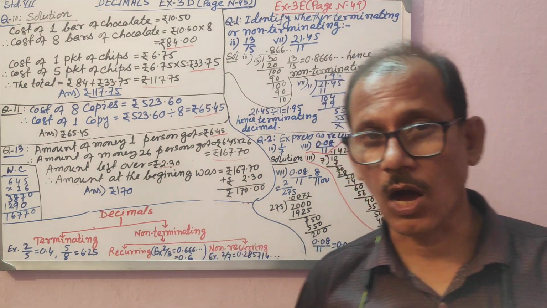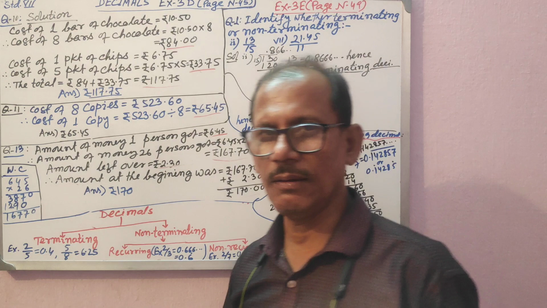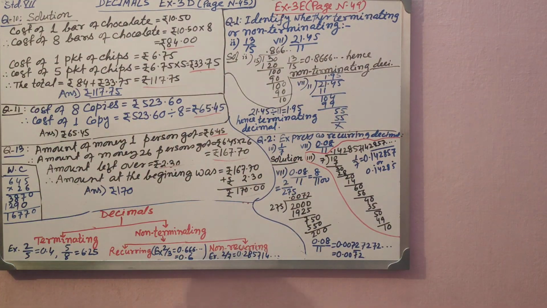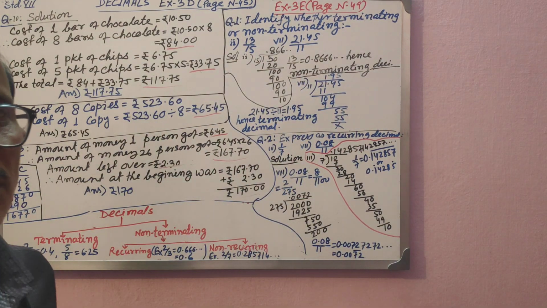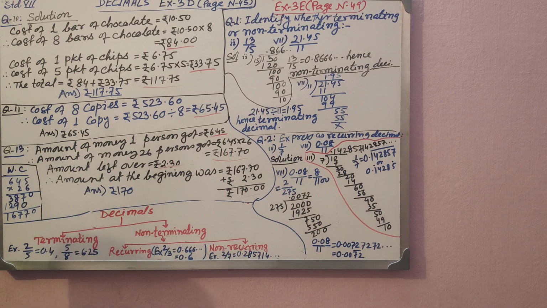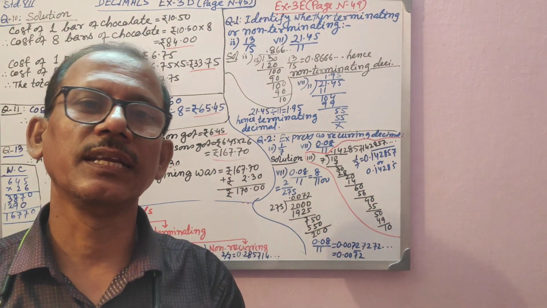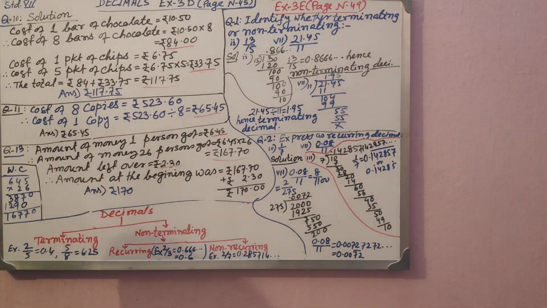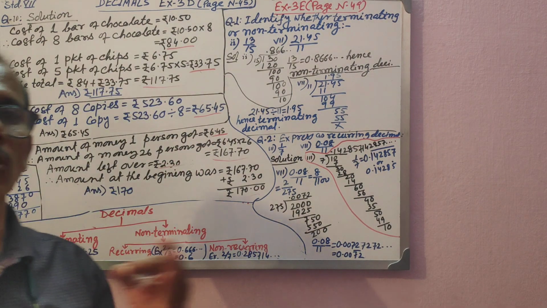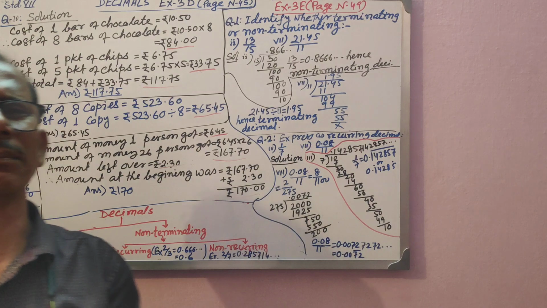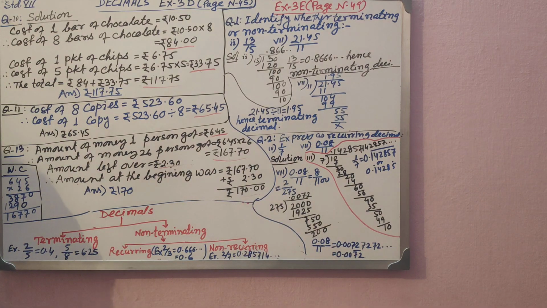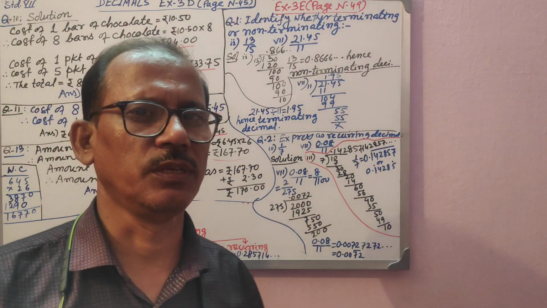170 is the answer. Now I am coming to the main point of today's video: what are the types of decimals. You have learned about decimals. Decimals are classified mainly into two: terminating and non-terminating. I repeat, terminating and non-terminating. What does termination mean? Termination means no more continuing.